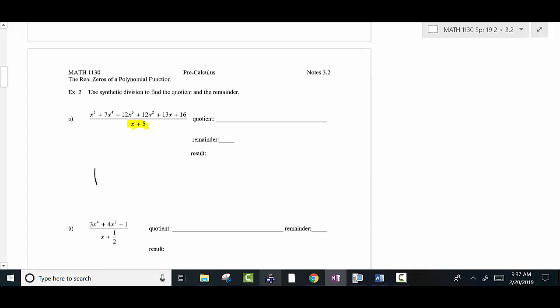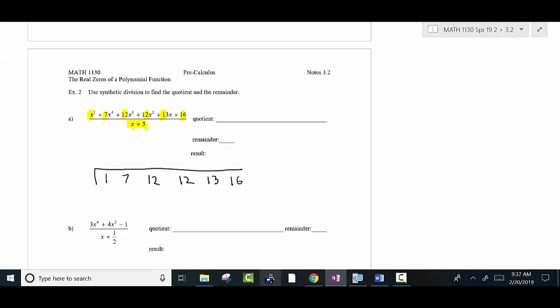So when you do synthetic division, all you do is look at these coefficients: 1, 7, 12, 12, 13, 16. And everything has to have a placeholder. So you have an x to the 5th, so you put a 1. You have to have something for x to the 4th. You have to have something for x to the 3rd and so forth. If there's any missing term, you're going to put a 0 there. Okay, so you just write down 1, 7, 12, 12, 13, 16.